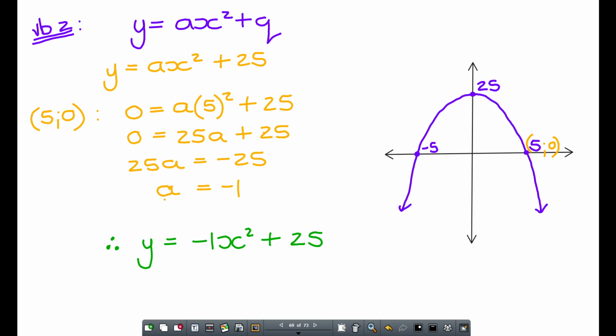Hoekom is die antwoord minus 1? Okay, kyk gou eintlik wat ek gedoen het, nê? Is ek het daai na die ander kant toe gevat. Maar jy kon gesê het minus 25a is gelyk aan positief 25 en dan gaan hy nog steeds vir jou gee minus 1. Okay. Enige ander vrae? Is jy alright?